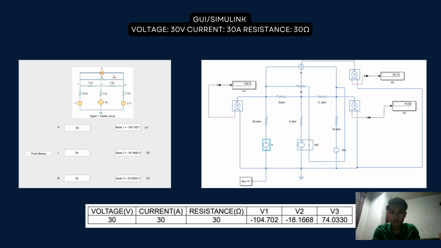Okay, for the next one, we put different values: voltage 30 volts, current 30 amperes, and resistance 30 ohms. And we get the values for both GUI and Simulink. We got the same answer. For V1 we got negative 104.702, for V2 we got negative 18.1668, and the last one, V3, we get 74.0330.